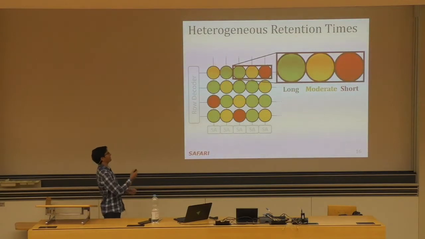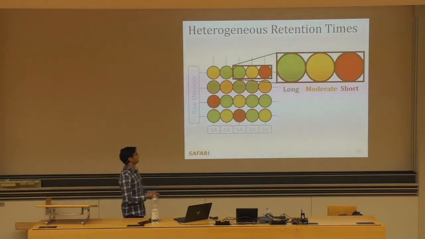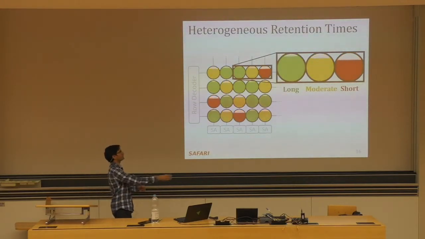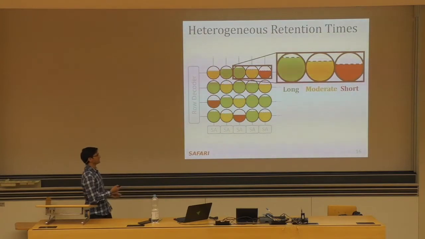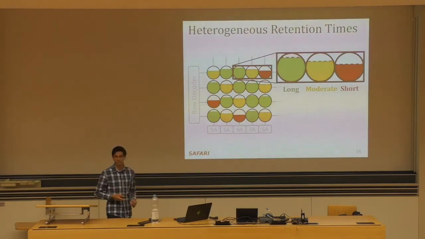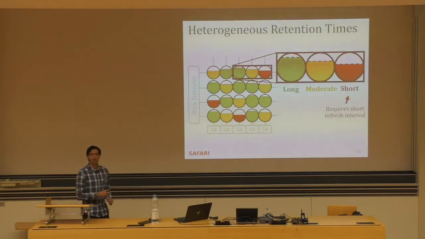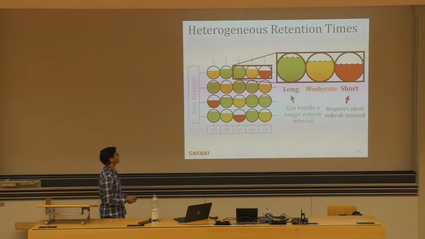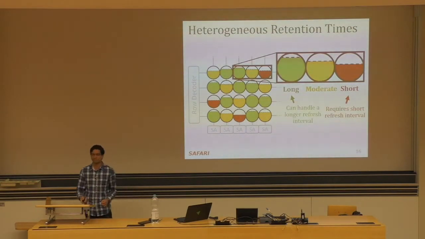So here we have cells with heterogeneous retention times. And I show cells with a short retention time in red and those with a long retention time in green. And as we see, as time goes on, the voltage in the cells with the short retention time degrades much faster than the cells with the long retention time, right? And so this means that the cells with the short retention time require a short refresh interval in order to ensure correct operation, whereas the cells with the long retention time can handle a longer refresh interval, right?